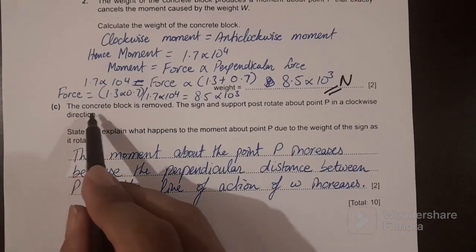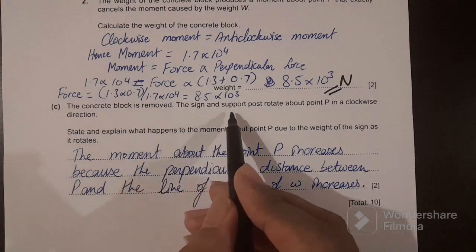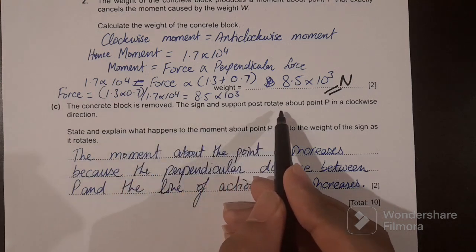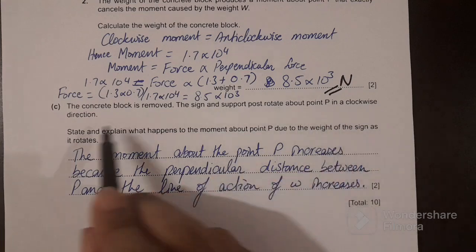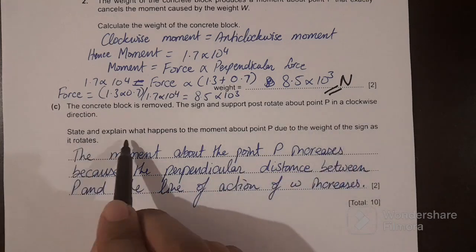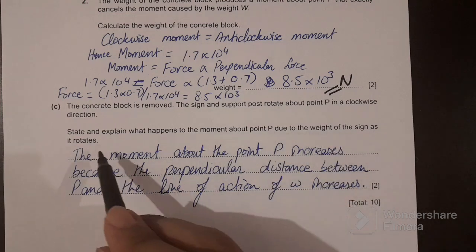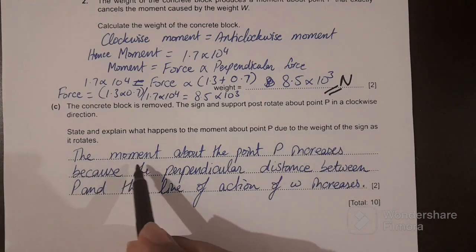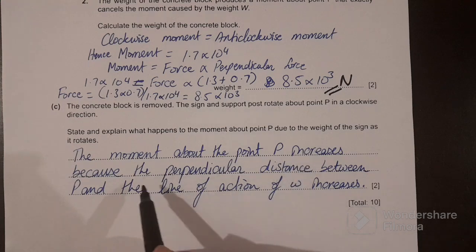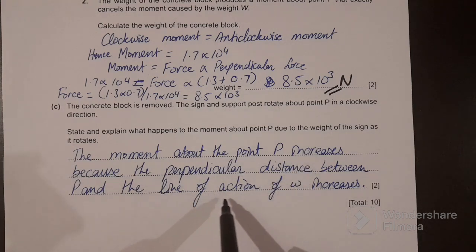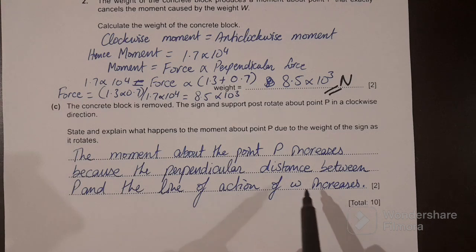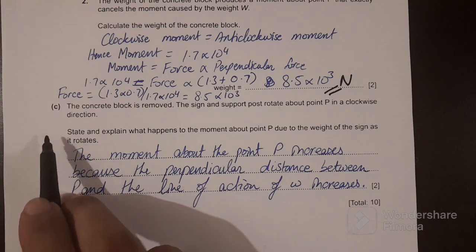Then question C states the concrete block is removed. The sign and the support post rotate about point P in a clockwise direction. State and explain what happens to the moment about point P due to the weight of the sign as it rotates. The moment about the point P increases because the perpendicular distance between P and the line of action of W increases. So this is what we'll write in part C.